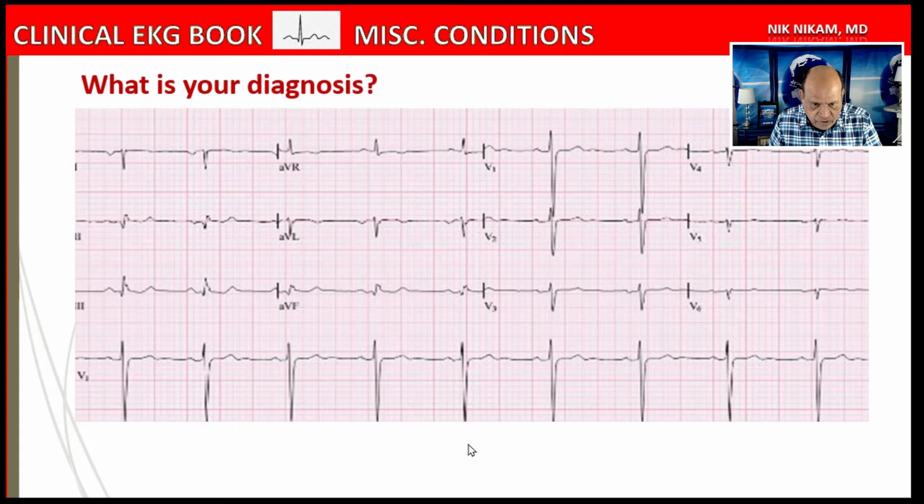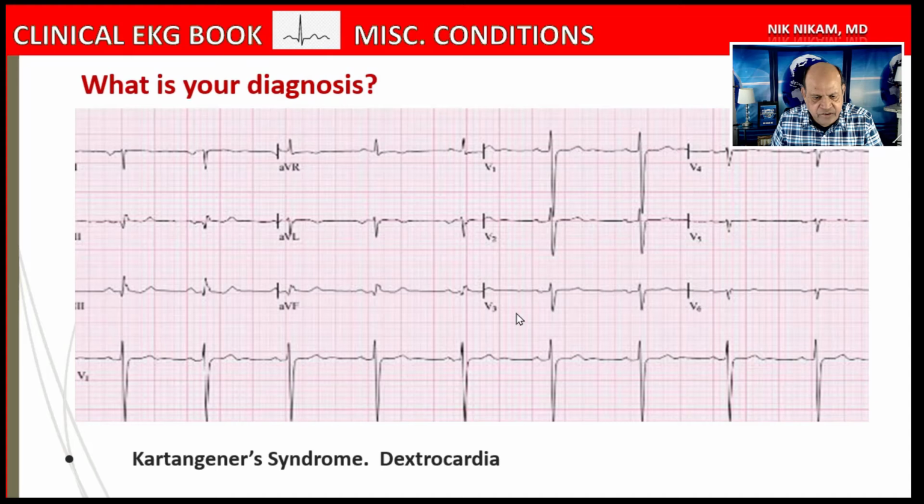So what is your diagnosis here? I mean, obviously we have an inverted P wave here. We have a QRS going downwards. So we have a right axis deviation. And we have loss of R waves in the lateral chest leads with more prominent R waves in the anterior leads. Everything seems to be reversed here. What do you think? Yes, you are right.